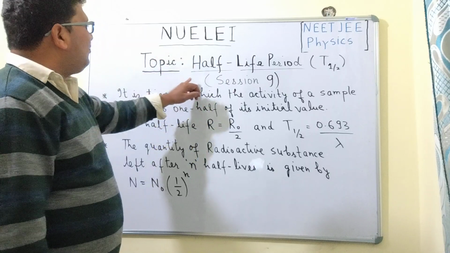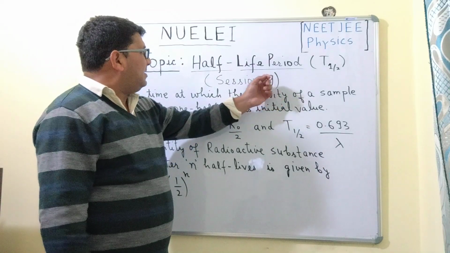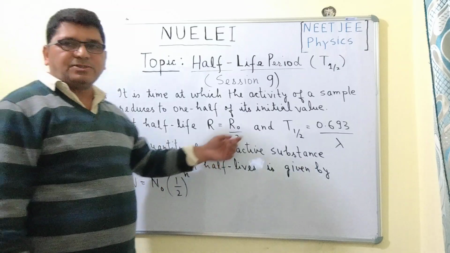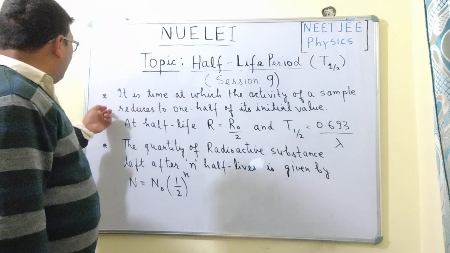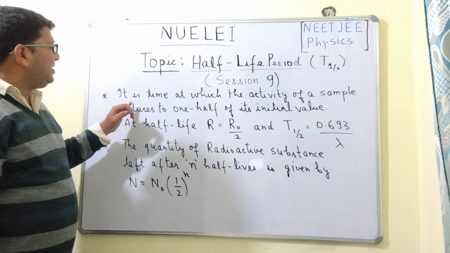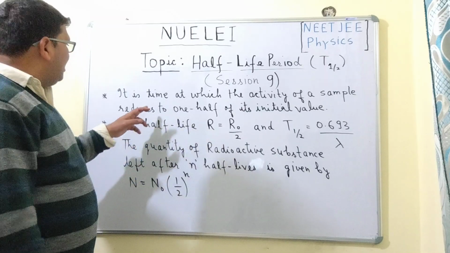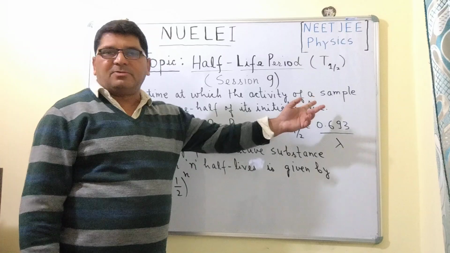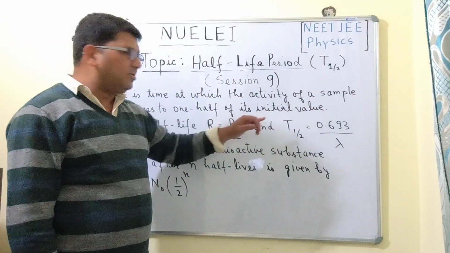The topic is the half-life period of a radioactive substance, and based on this topic, I have written here 3 important points in order to understand this topic. So, the first point here is the definition of the half-life period. Half-life period of any radioactive substance is the time at which the activity of that radioactive sample reduces to 1/2 of its initial value.